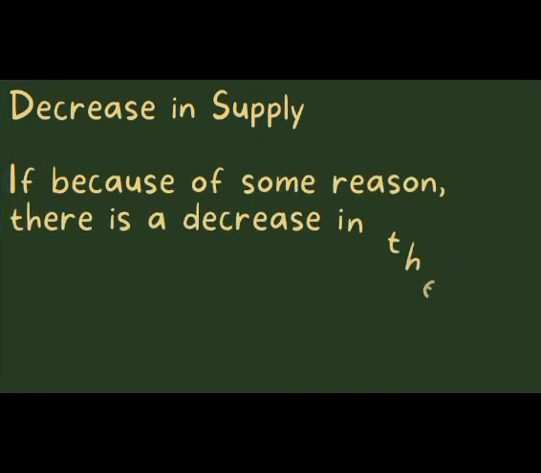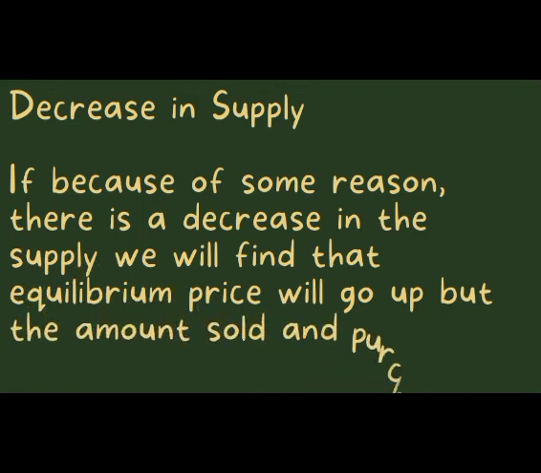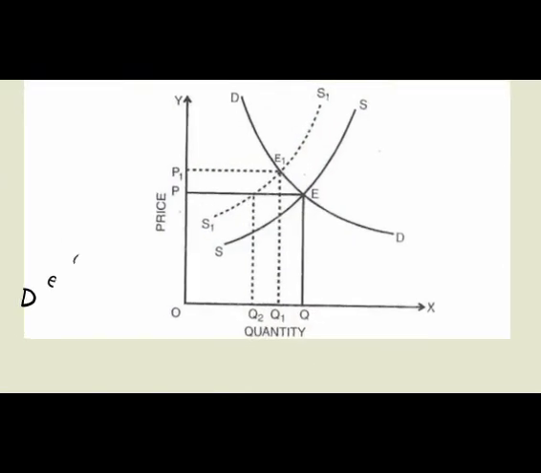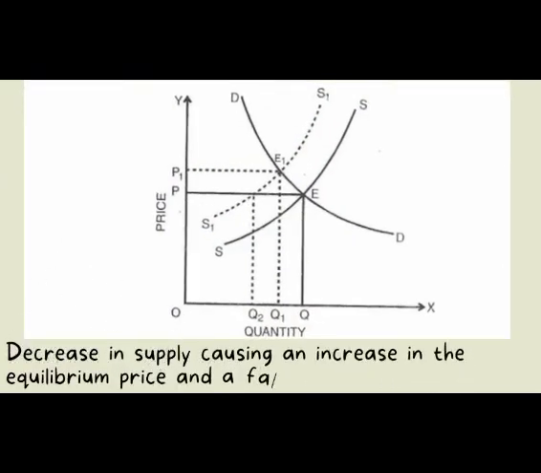Decrease in supply. If because of some reason there is a decrease in the supply, we will find that equilibrium price will go up. Decrease in supply causing an increase in the equilibrium price and a fall in quantity demanded.